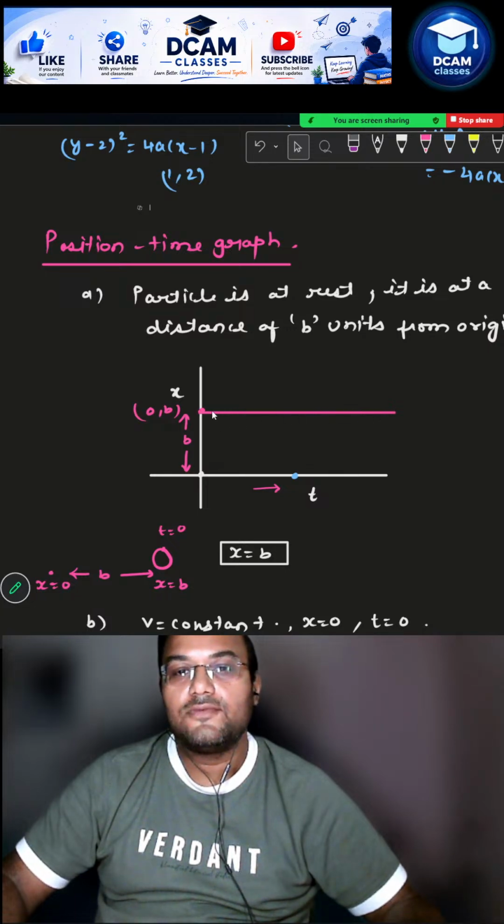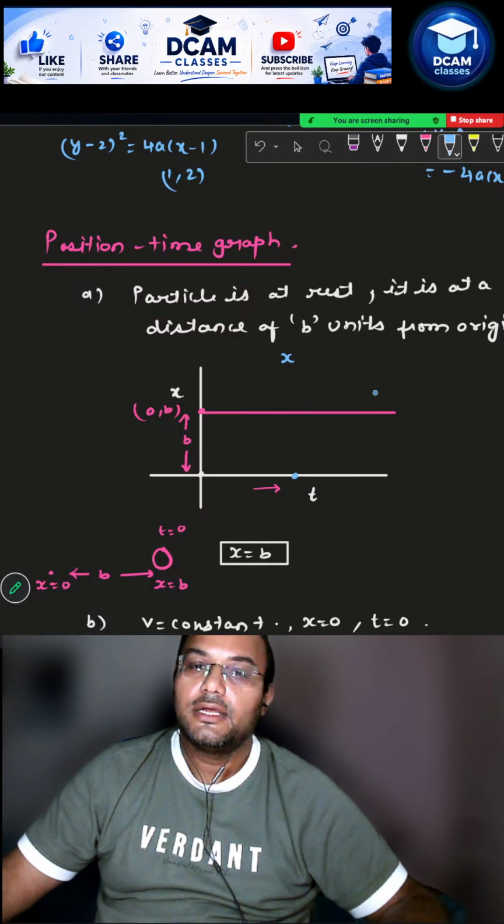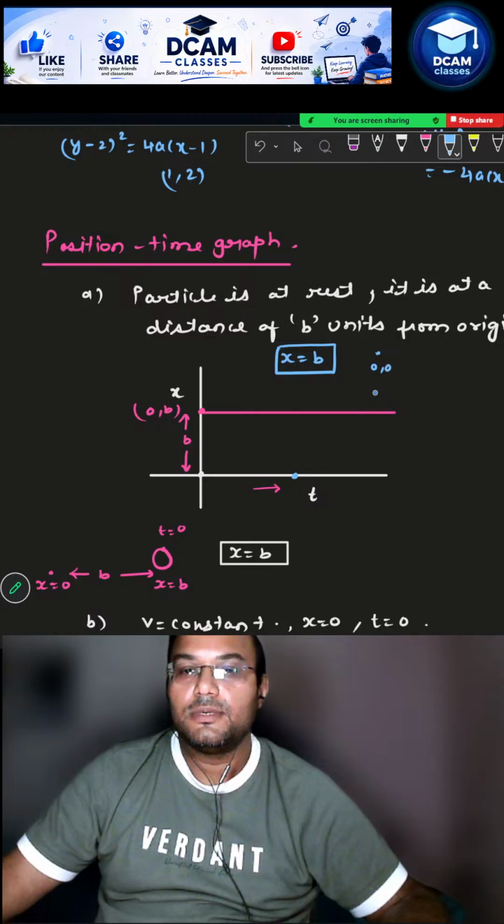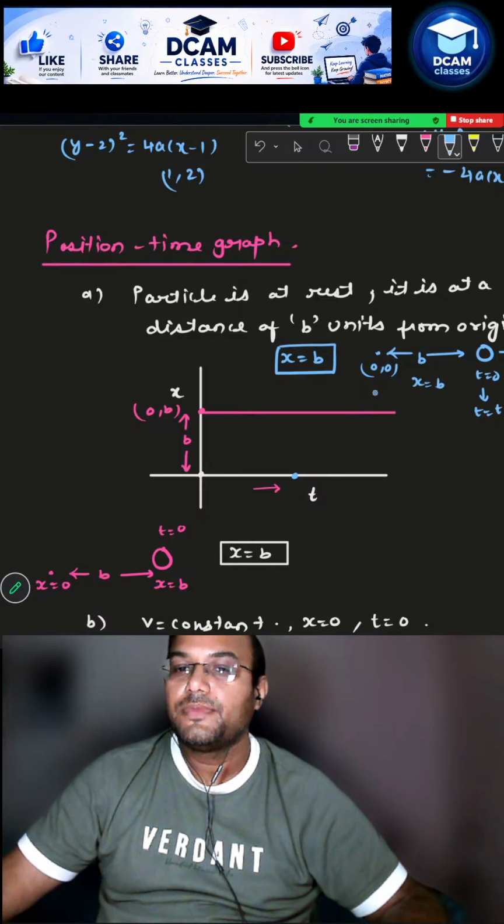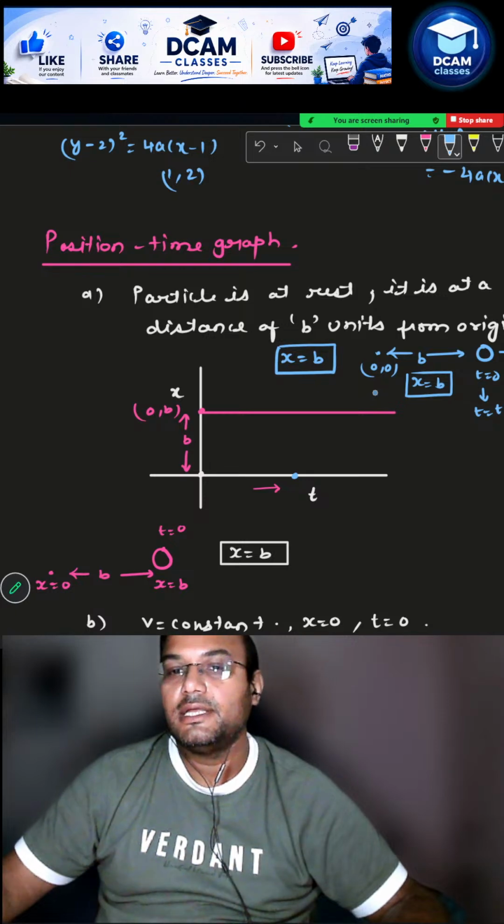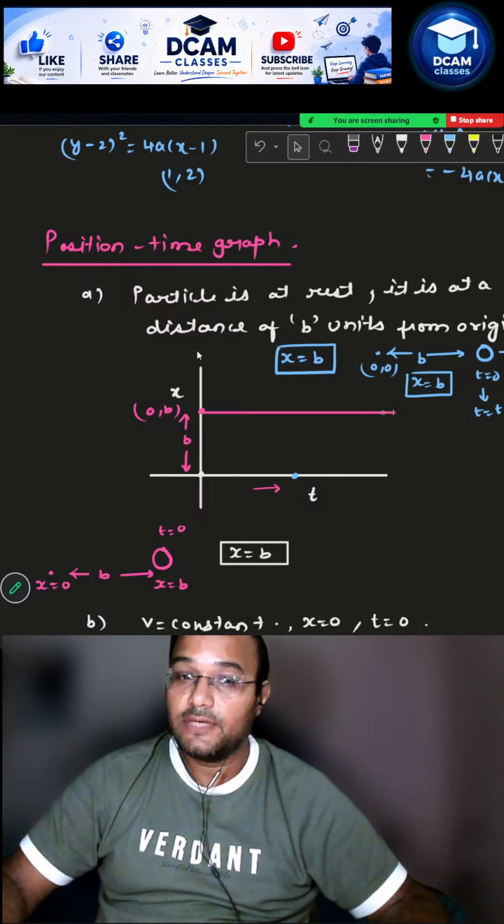So the graph would be a straight line, because x is equal to b would be there. The particle is at a distance of b unit from the origin 0 comma 0 at t equal to 0 and its velocity is 0, so at any time t also, its position would be x is equal to b only. So you will have to draw the graph of x is equal to b, and x is equal to b is a line. Here x is the y-axis. So the x is equal to b graph would be a straight line parallel to the x-axis.